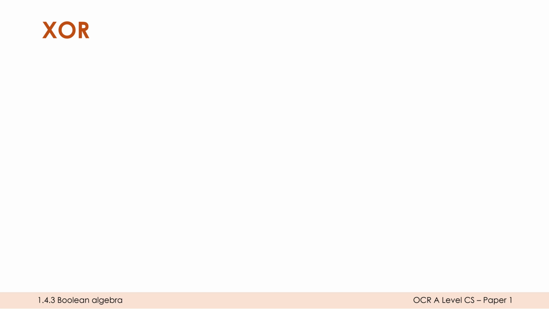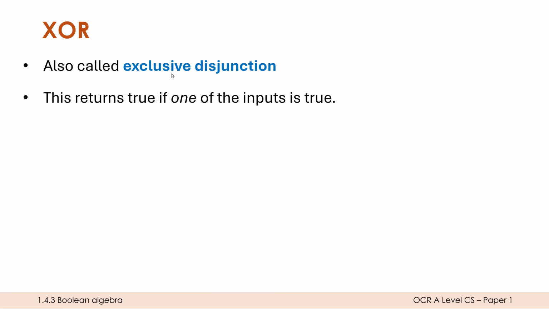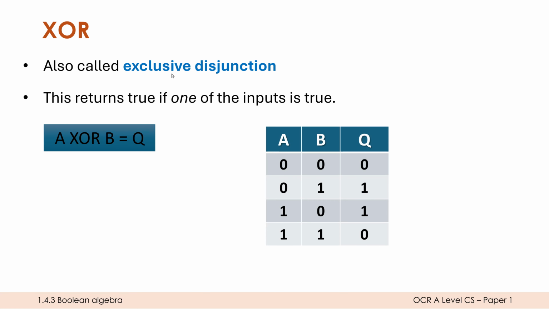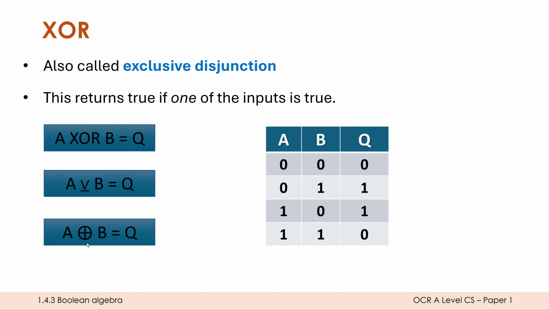This is XOR. XOR is a slightly stricter version of OR. This is called exclusive disjunction. It's using the same word disjunction, but is exclusive, it's more strict. This returns true if one of the inputs is true. So our truth table is the same as OR, except our bottom row, when both inputs are 1, this is 0, because it doesn't like when both inputs are 1. The alternative symbol is the little V with an underline this time. That represents XOR, and the super alternative symbol is a plus with a circle around it as well.